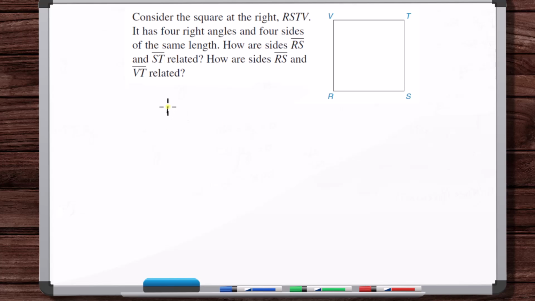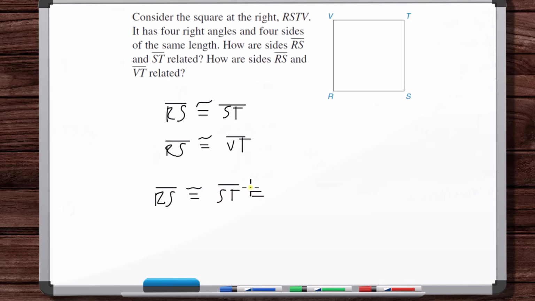So we know if 2 line segments have the same length, they're congruent. So segment RS is congruent to segment ST, and segment RS is congruent to segment VT. All of these sides are all congruent to each other. You could actually write that RS is congruent to ST is congruent to VR is congruent to VT. They're all congruent.